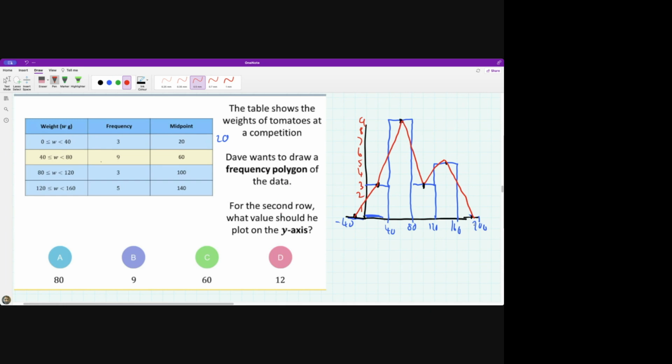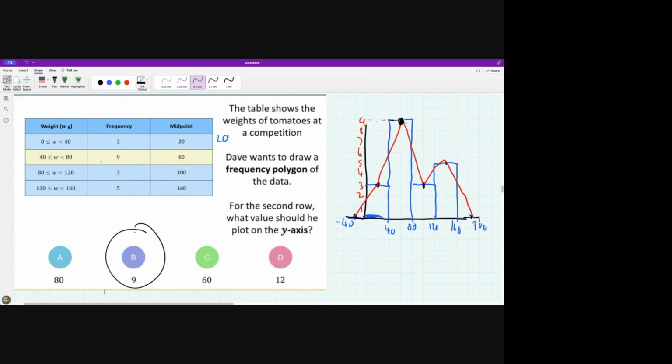So let's see. For the second row, what value should the plot on the y-axis be? Okay, they are talking about this row over here. For me, the y-axis is here. And so in their table, the second row is this one. What is the y value of the plot? Well, it's in line with 60 here, but the y value is actually 9. And the answer is B.